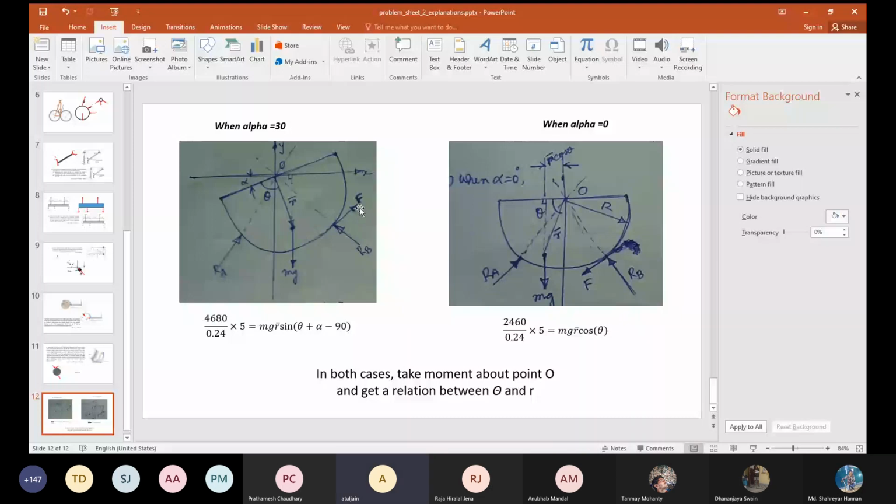So I have these two equations. In both the equations, everything is constant. The variables are R and theta. From these two equations, you will solve it. You will get the value of R and theta.